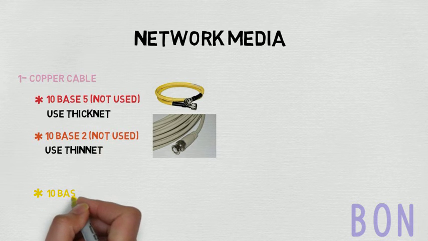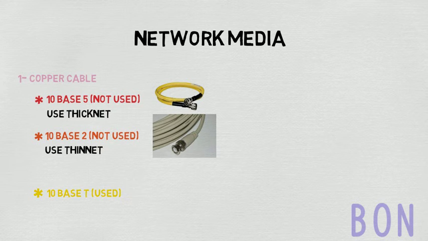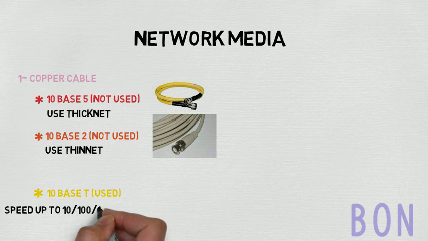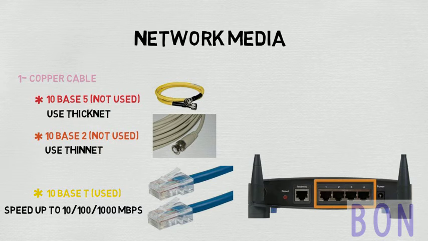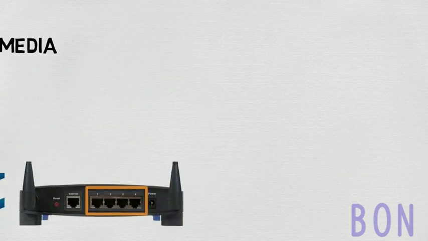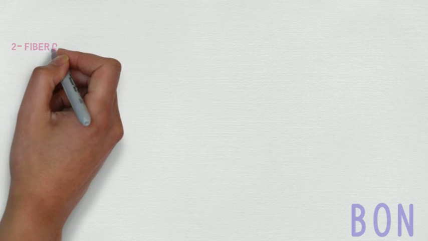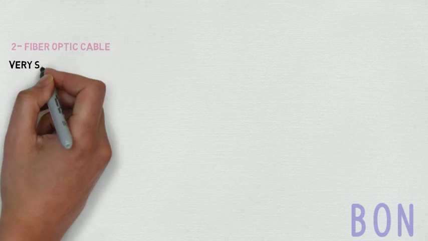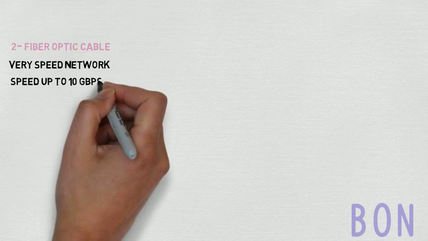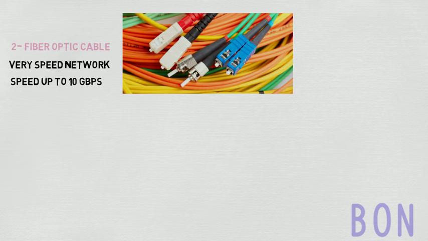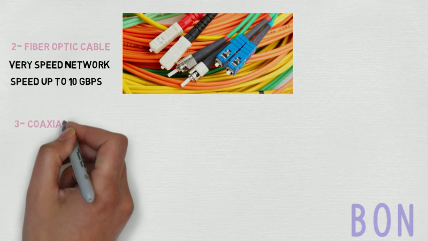And the third type is 10BaseT, which is twisted pair cable, with speeds up to 10, 100, 1000 megabits per second. I will show you the router, and there's a port. Those ports can fit the RJ45, or what's called 10BaseT. The second one is the fiber optic cable. It's very fast and used mostly in businesses because it's not used in homes. The speed of this cable is 10 gigabits per second, which is a huge number and much faster than 10BaseT.